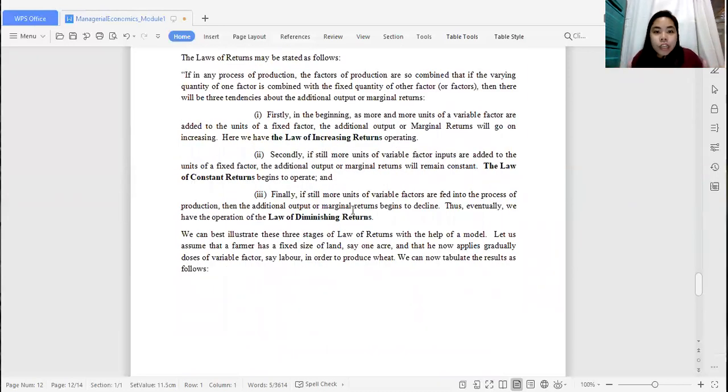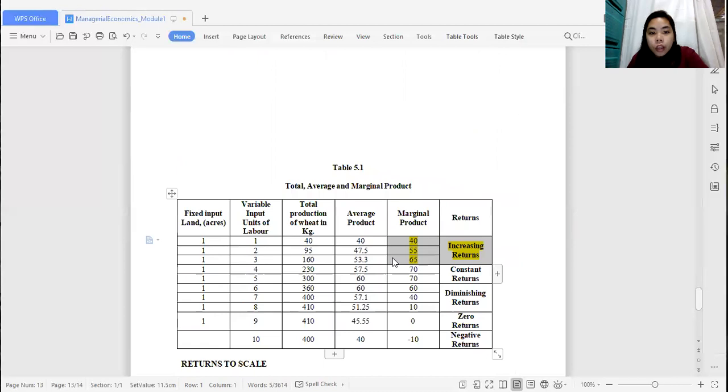Secondly, if still more units of variable factor inputs are added to the units of a fixed factor, the additional output or marginal returns will remain constant. So, di ba, one unit of labor, 2 units of labor, ma-increase siya. Dugangan niya pag 1 unit ang 2, so 3 units of labor nang iya exert nga effort. Mas 65, gindugangan niya pagid mas 70. So nag-increase. Kagindugangan niya pagid 5 units of labor yan, nag-same na lang.